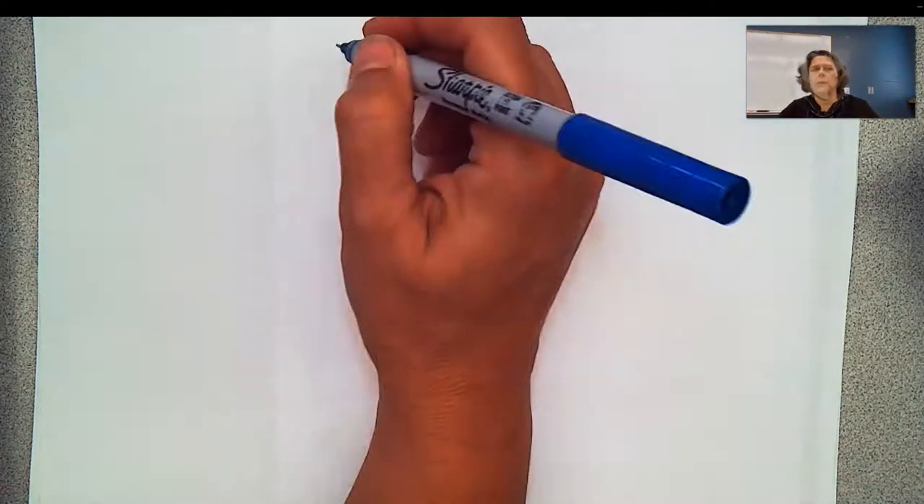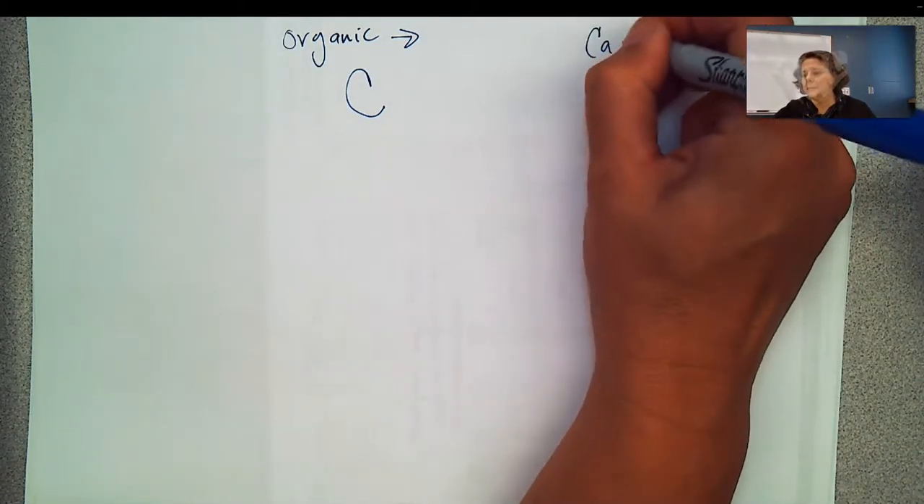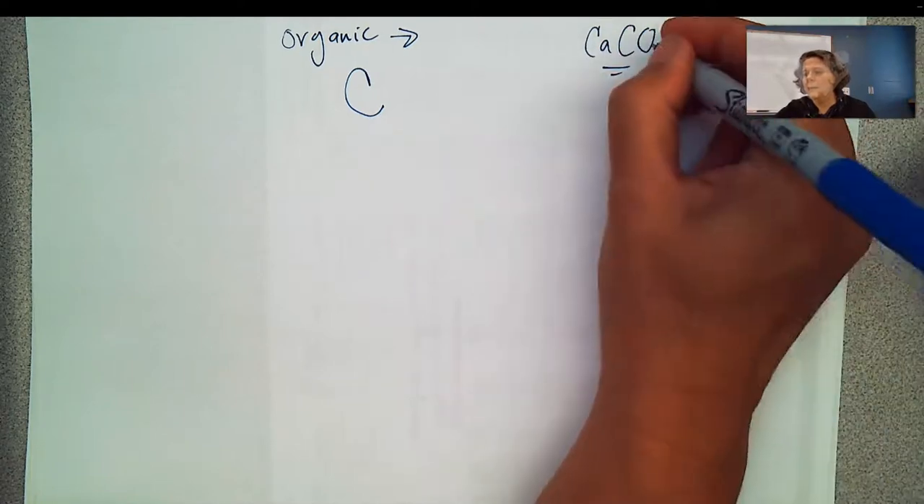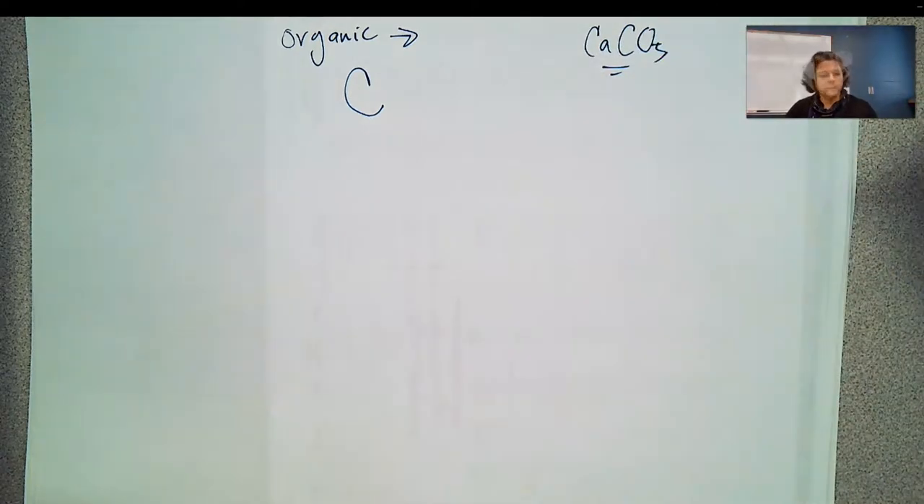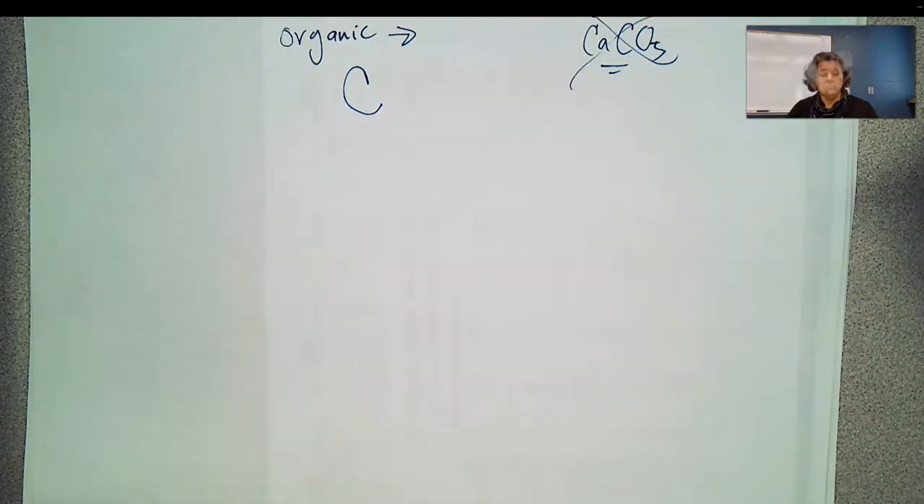Okay, so what is an organic molecule? So Madison is here. What is an organic molecule? Or when we're talking about organic, what are we talking about here? Carbon. Okay, so it contains carbon. That's it. So what about calcium carbonate? What's the molecular formula for calcium carbonate? It's got carbon. Is that an organic compound? So it has carbon.